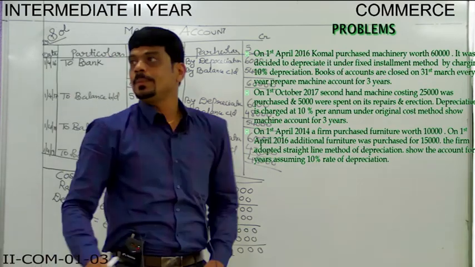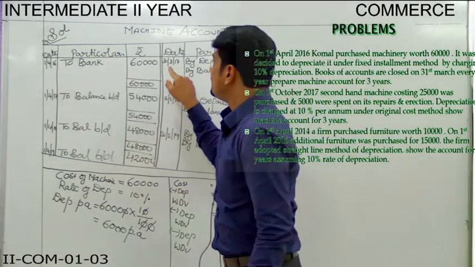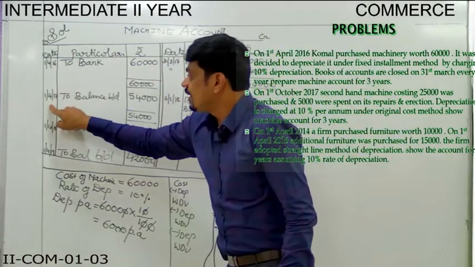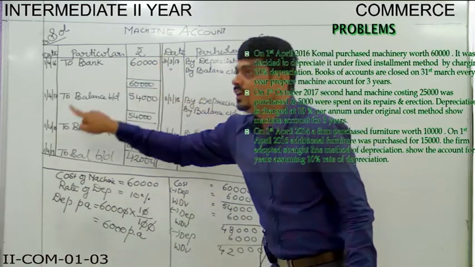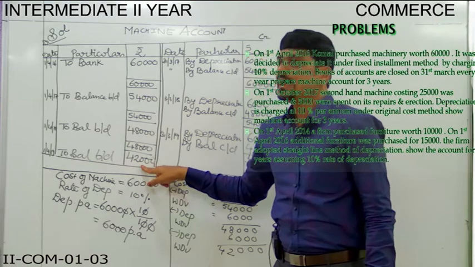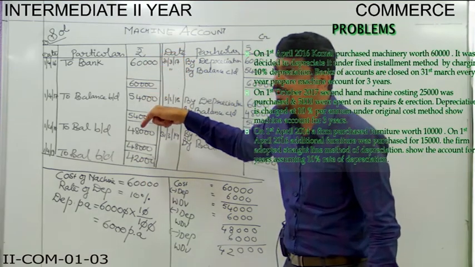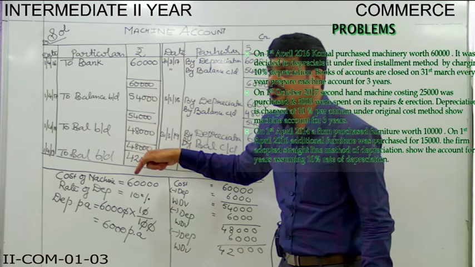42,000. They asked you to prepare for 3 years. Did we complete for 3 years? Yes. 16 to 17, 1 year. 17 to 18, second year. 18 to 19, third year. And for the fourth year we left the balance. What is happening to the asset? Gradually the asset value is decreasing.